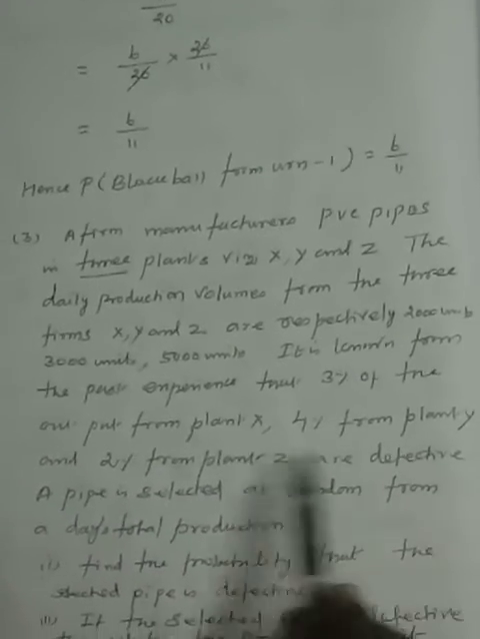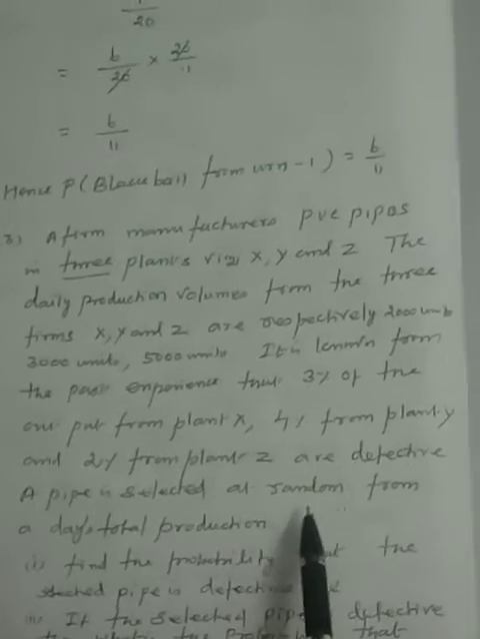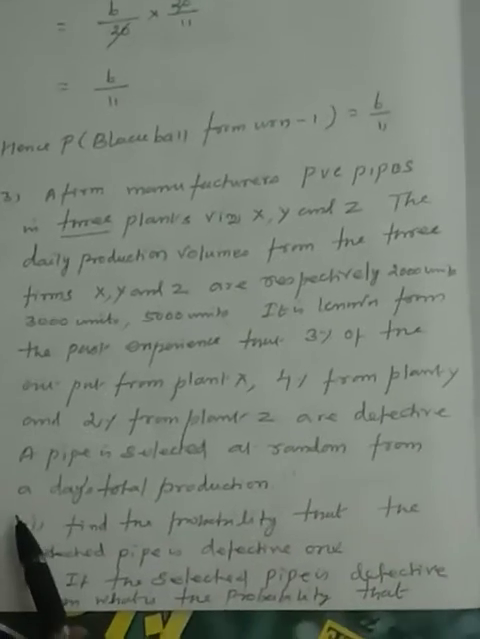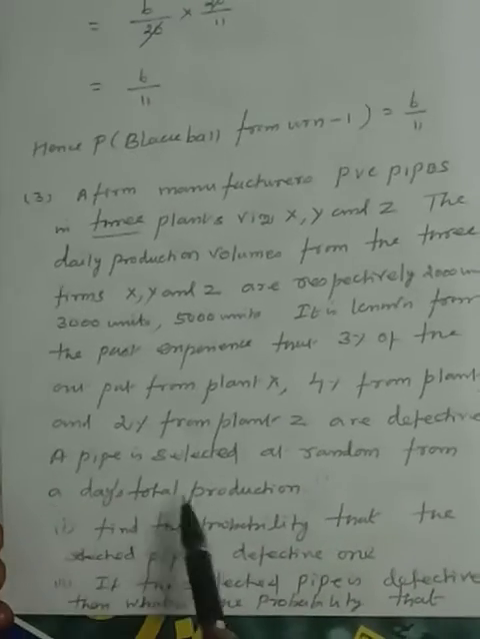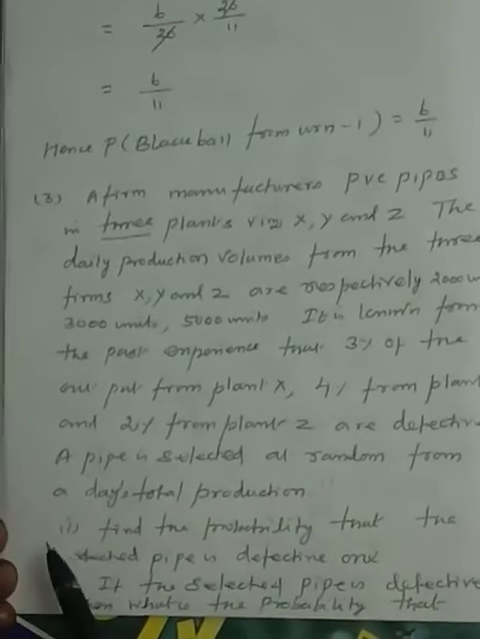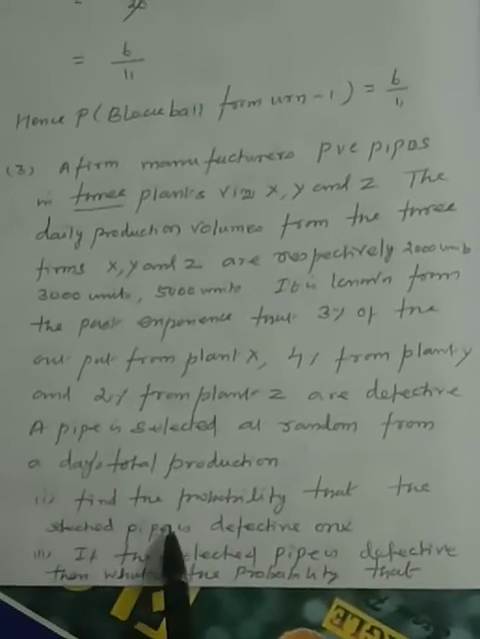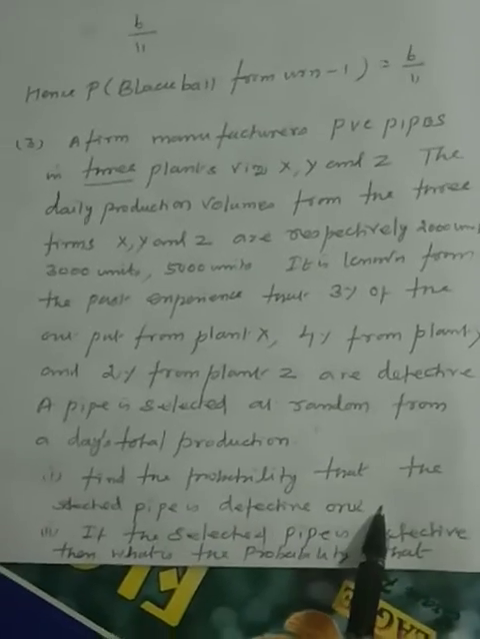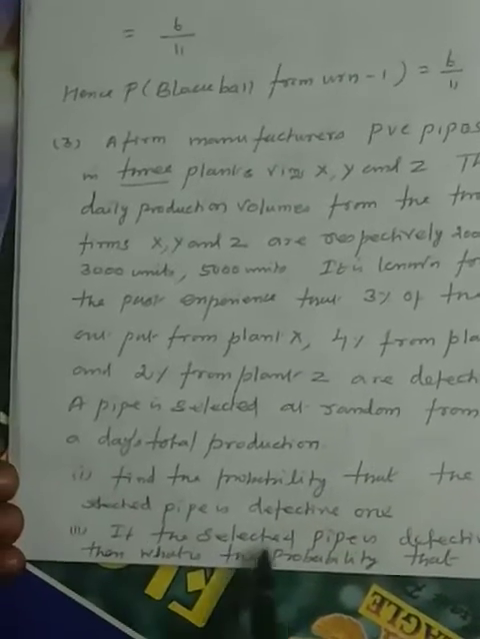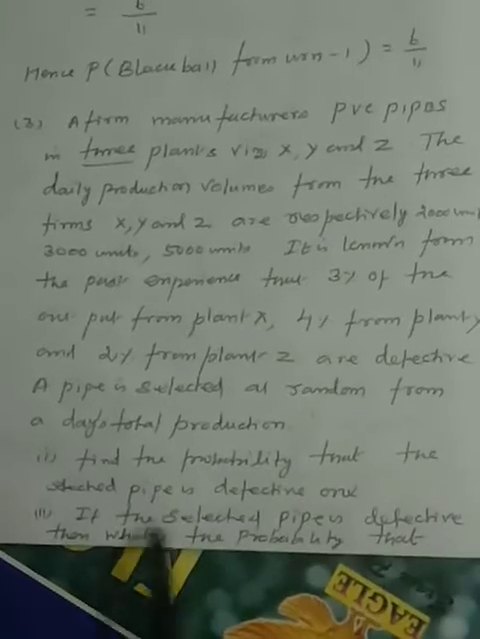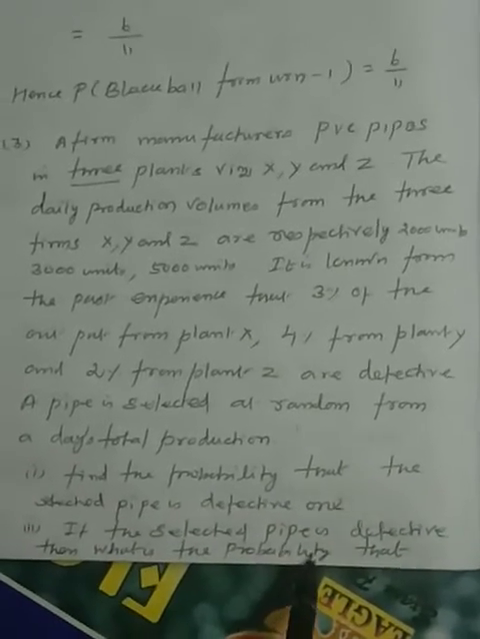are defective. A pipe is selected at random from the day's total production. Number 1. Find the probability that the selected pipe is defective. Number 2. If the selected pipe is defective, then what is the probability that it was produced by plant Y?